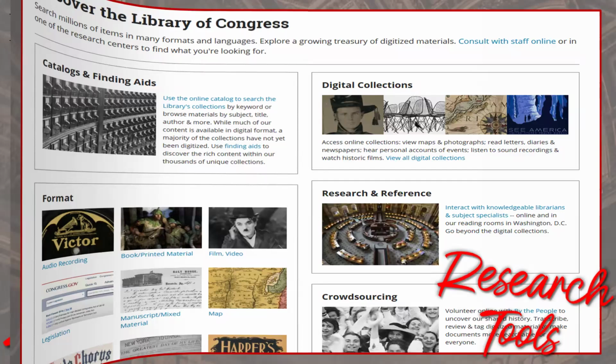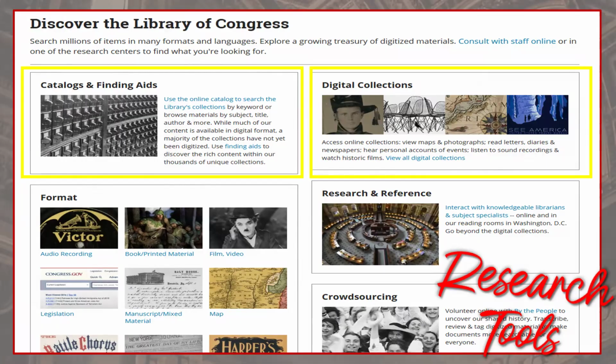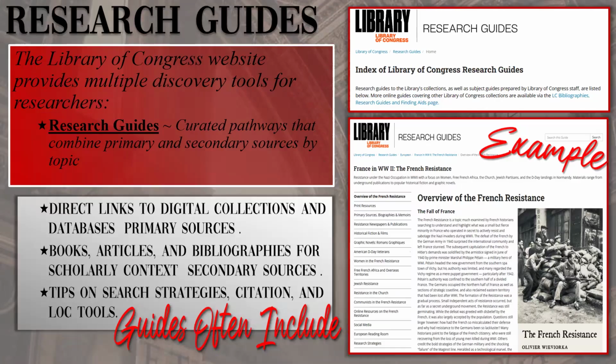You'll come to this launch pad, and this is where you can access research tools. We'll be focusing specifically on catalogs and finding aids and the digital collections. For the research tools, you have to have a library card, but it's free to everybody. Here's just a general overview of the tools that are available: the catalog, the digital collections, research guides, and Chronicling America, which is specifically for newspapers. But we're going to be focusing on the catalog and digital collections.